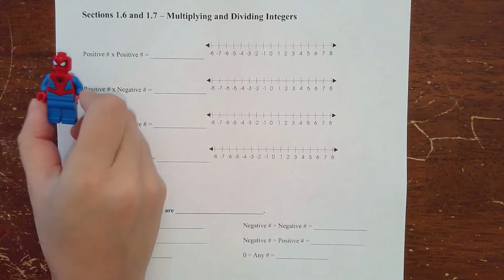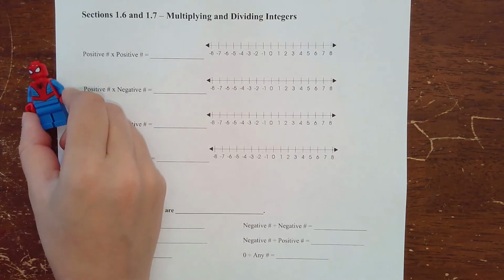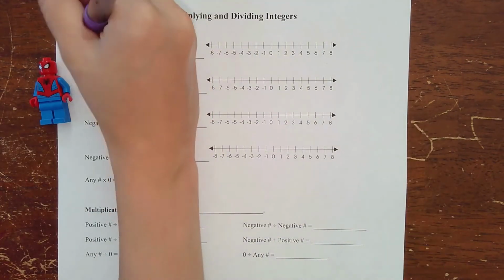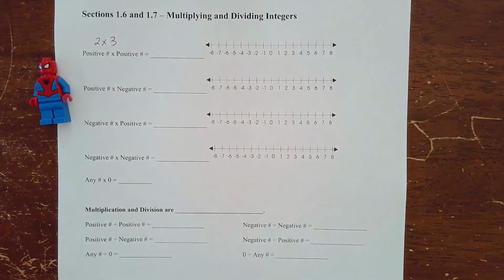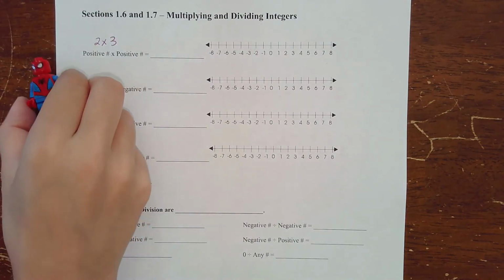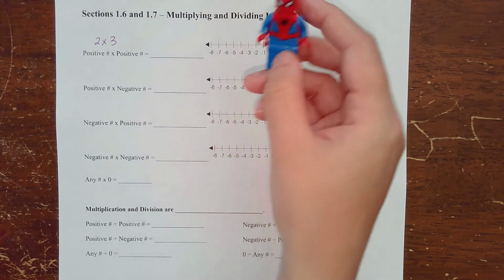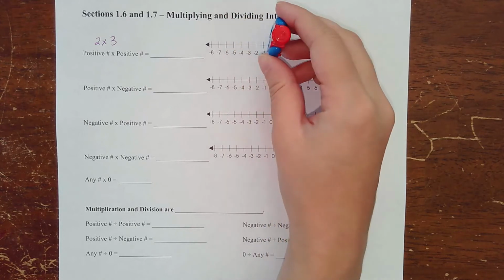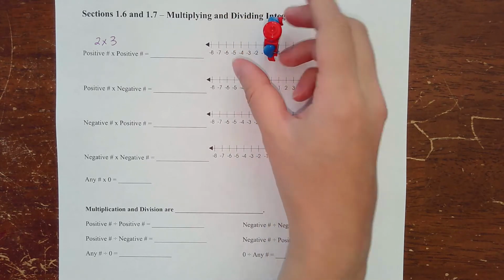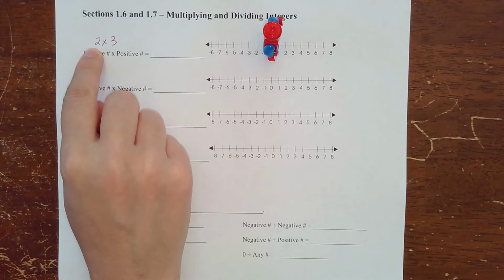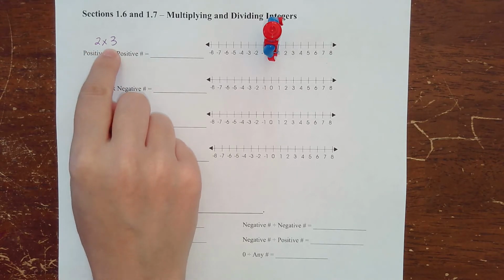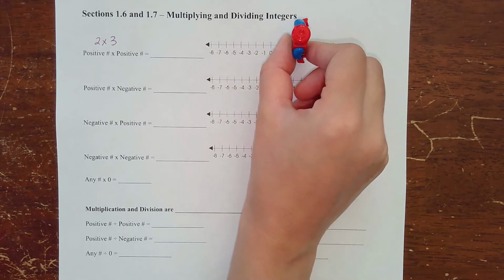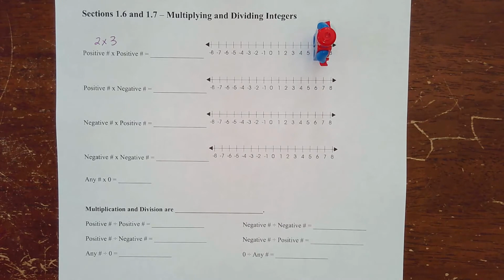Let's see what happens. So first thing is, what happens if we have a positive times a positive? So maybe we have, for example, 2 times 3. Positive 2 times positive 3. Well, that would be our friend LEGO Spider-Man. He's going to start on 0, and he's going to face the positive direction. And what he's going to do is he's going to take 2 steps, and each step is going to be 3 long. So he's going to make 2 of these hops. He's going to hop once, and then hop again. And where he ends up is positive 6.